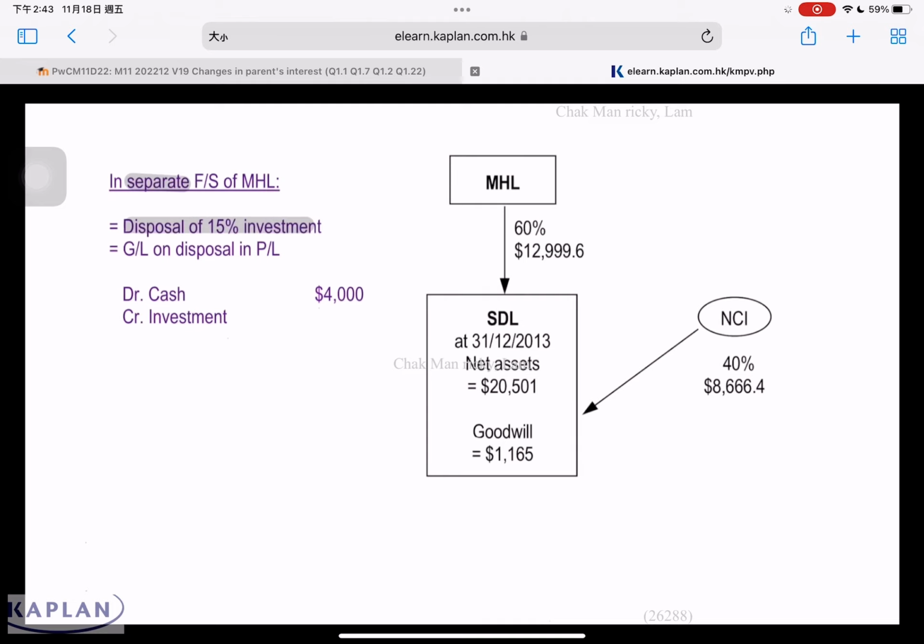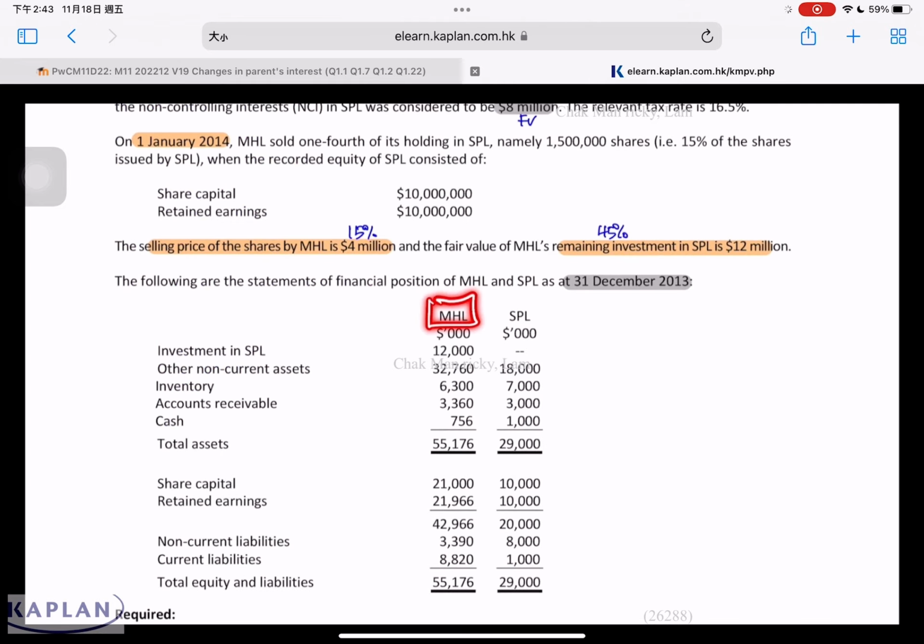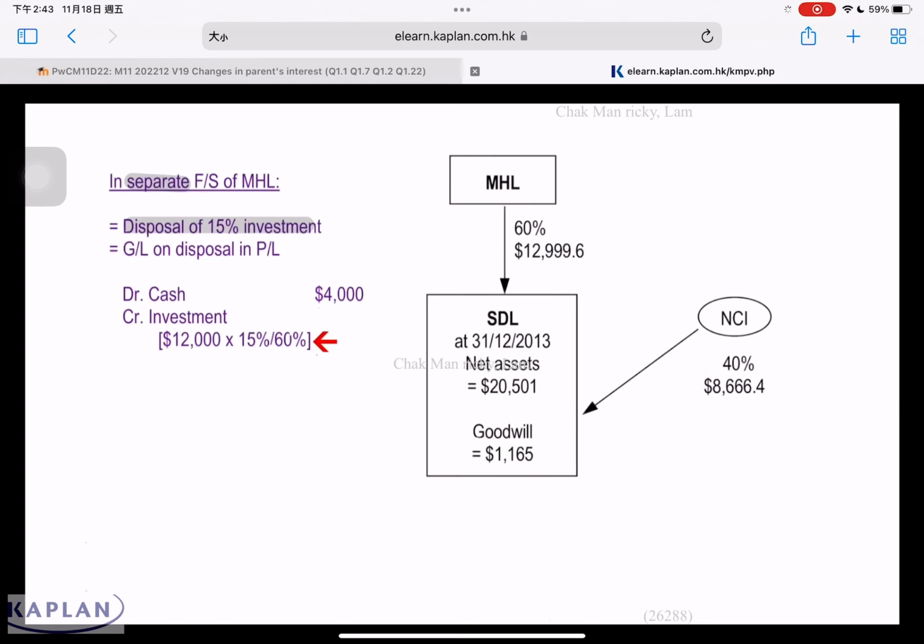In the separate financial statements, the investment is recorded at cost. The investment before that cost $12 million. This is equal to 60%, and we sold 15% of the 60%. Take $12 million, multiply 15 over 60, which is 25%, giving 3,000. At the company level, there's a gain of $1,000. It's a gain on disposal of investment. At the company level, credit the investment account and account for the gain in P&L.